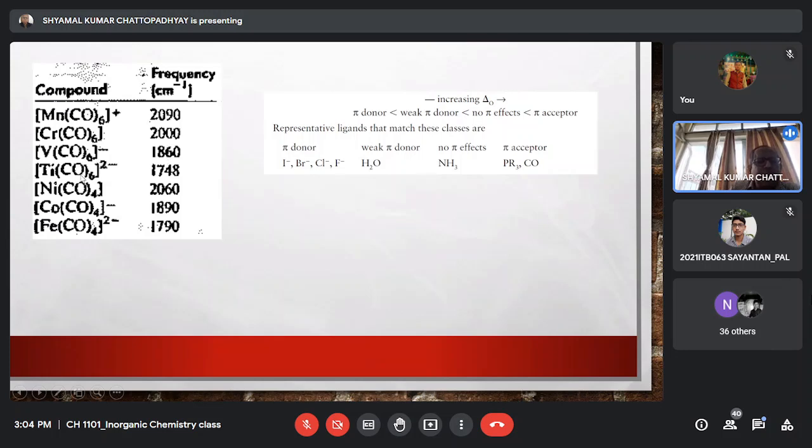Similarly, if you look at this system, this is 2 minus, so 2 minus again further decreases. Then if you go to tetracarbonyls, again you find a very similar thing. So Ni(CO)4 2060, then minus charge 1890, 2 minus charge 1790. So with both the hexacarbonyl and tetracarbonyl, you find that as the negative charge on the metal ion increases, the pi back donation ability of the metal ion increases, and as a result of this, the carbon monoxide bond strength decreases, and that is reflected in the stretching frequency.